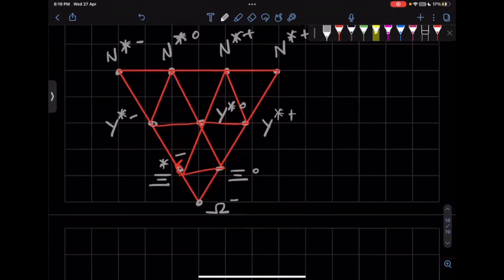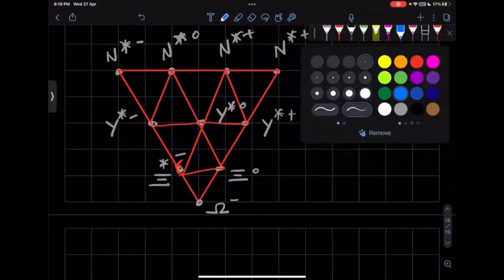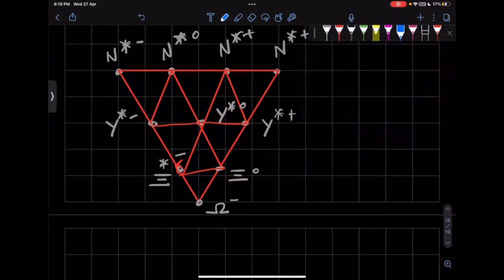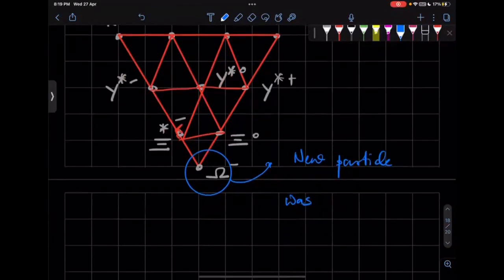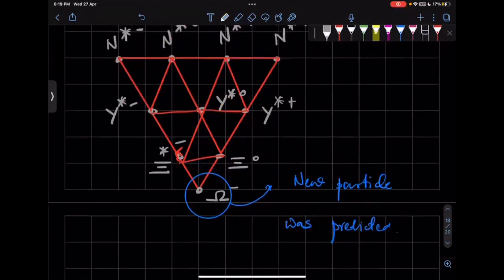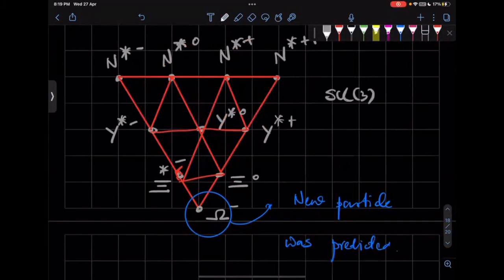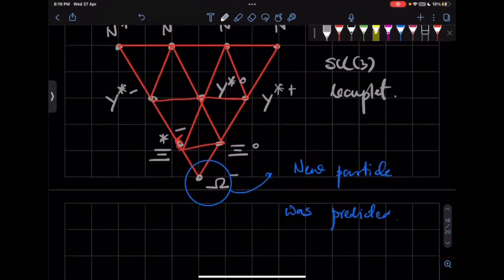When Gell-Mann worked this out, of these 10 particles, only 9 were known. Okay, so only 9 were known. So Gell-Mann predicted a 10th particle. Okay. New particle, omega, was predicted. Okay, so this is the SU3 decouplet, or decuplet. And sure enough, this was found soon afterwards, and Gell-Mann got the Nobel Prize.